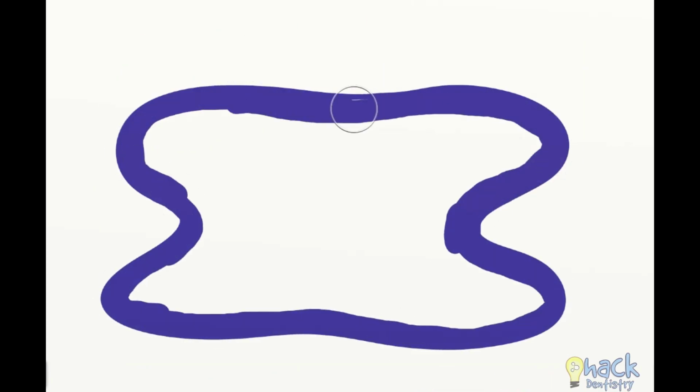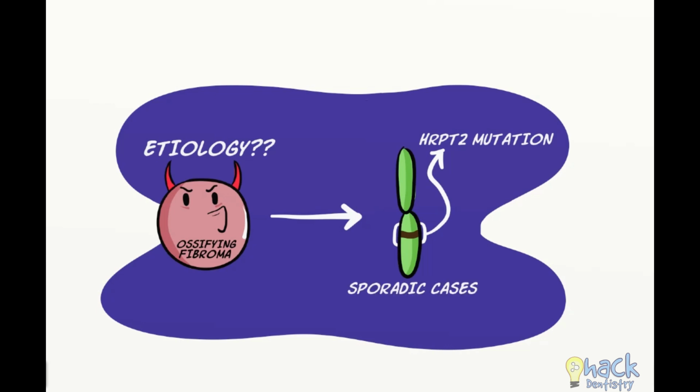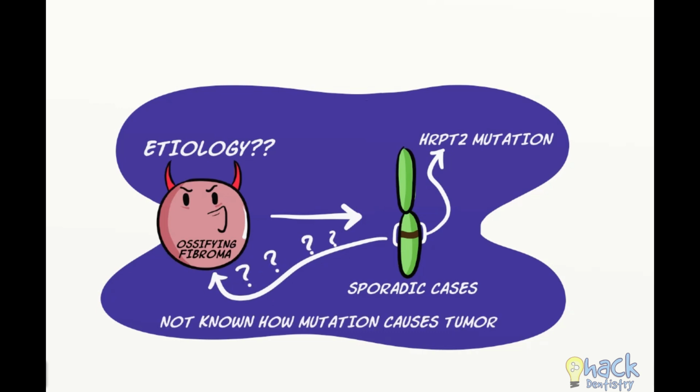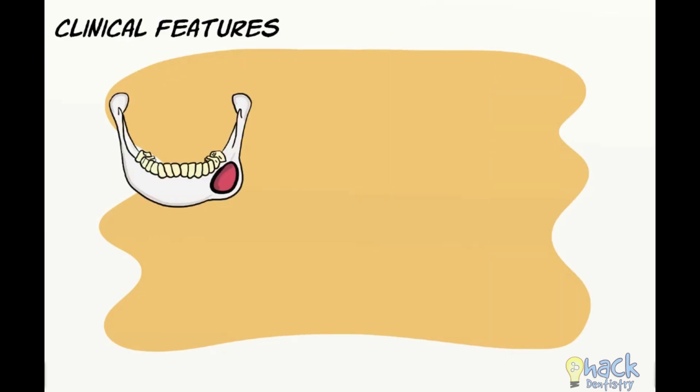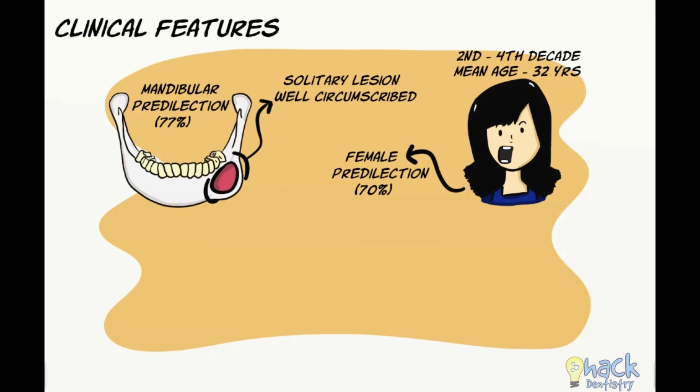The etiology of this lesion is unknown, although evidence points to a mutation of HRPT2 gene in select cases of ossifying fibroma. But how this mutation plays a role in causing the lesion remains not very well understood. Most ossifying fibromas are solitary lesions that are well circumscribed. Ossifying fibromas occur in the second through the fourth decades of life with a mean age of 32. These tumors have a female predilection and predominantly occur in the mandible.